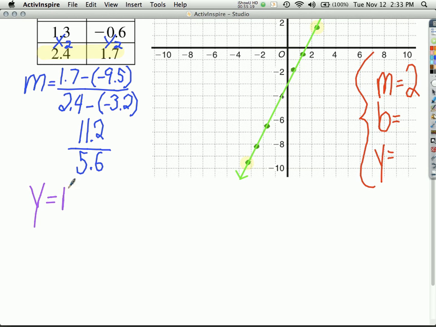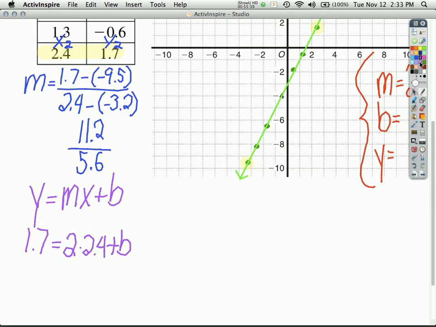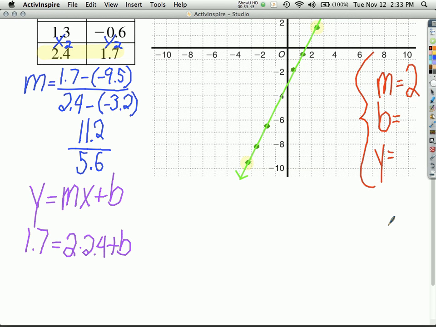y equals mx plus b. We've got a y of 1.7. Slope is 2. x is 2.4 plus b. Let's see what it comes out to. It's going to be 4.8. Comes out to negative what? 3.1. Comes out to negative 3.1.